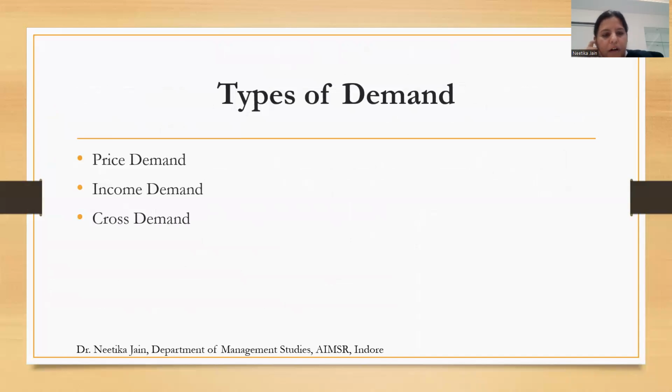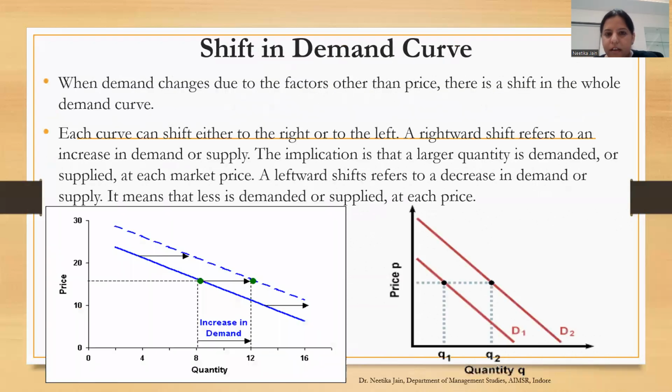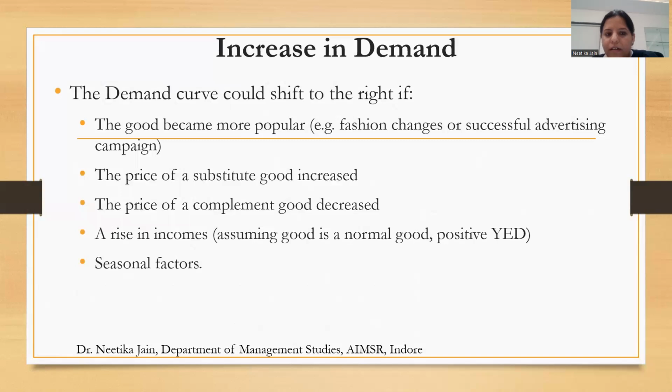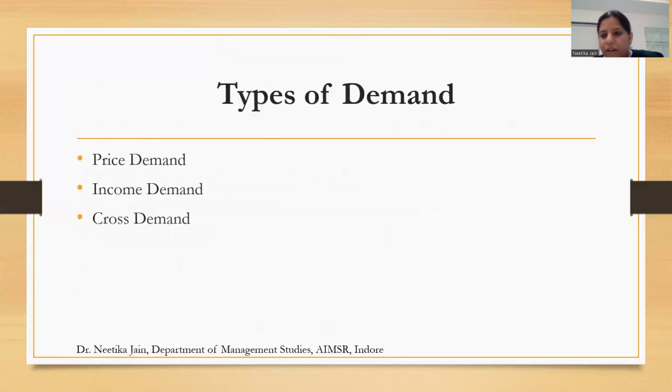There are types of demand. We have 3 types of demand. One is price demand, one is income demand, and one is cross demand. Let us get into the details of these types of demand. When we see the price demand, the demand is affected by the price. When we say this is an income demand, the demand is affected by the income.